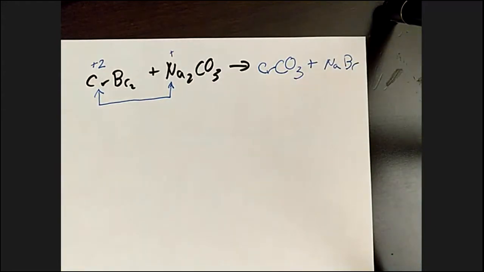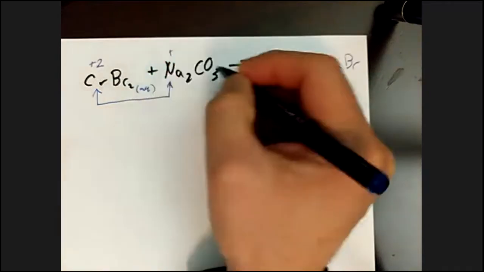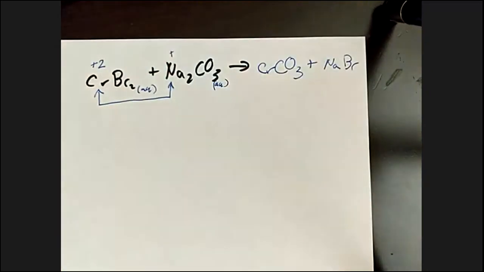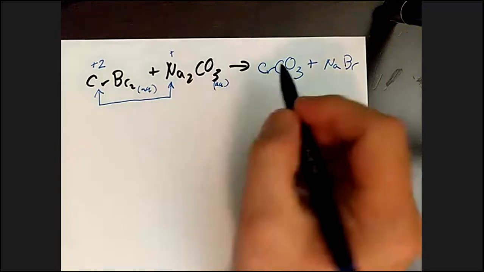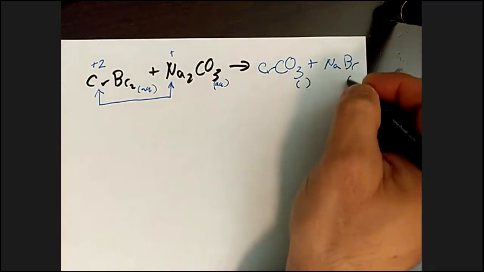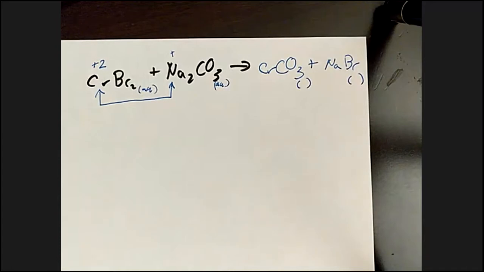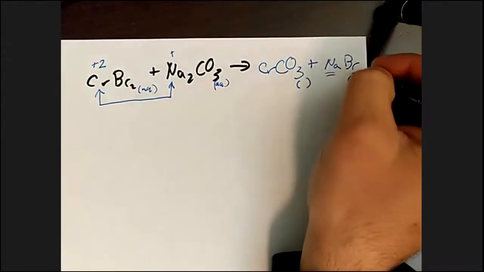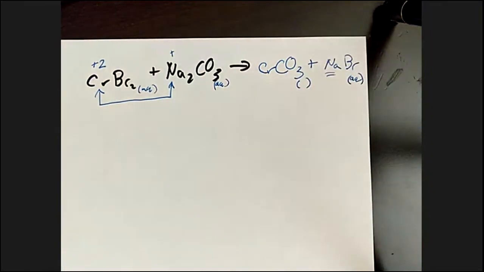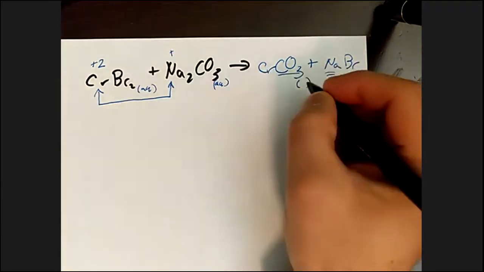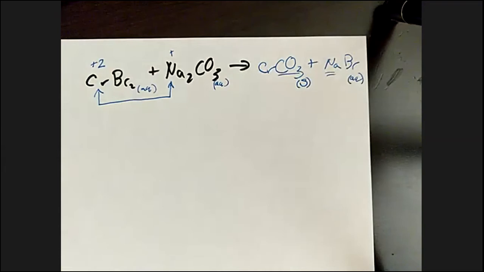Now these are all aqueous to start with. So the question is, what happens after they mix? What is the result of their mixing? Sodium is a rule number 1 ion, so that's always going to be aqueous. Carbonates were generally insoluble, except with the rule number 1 ions, which chromium isn't. So this is going to be a solid.